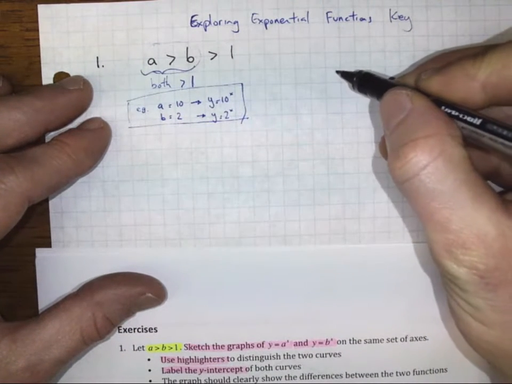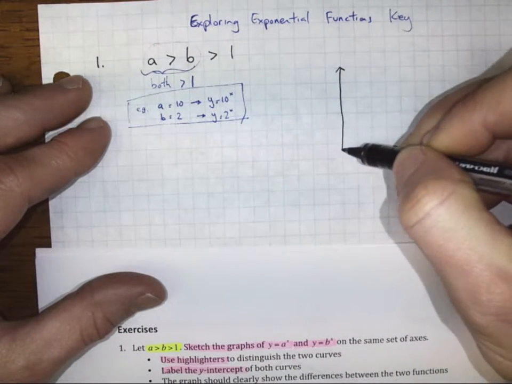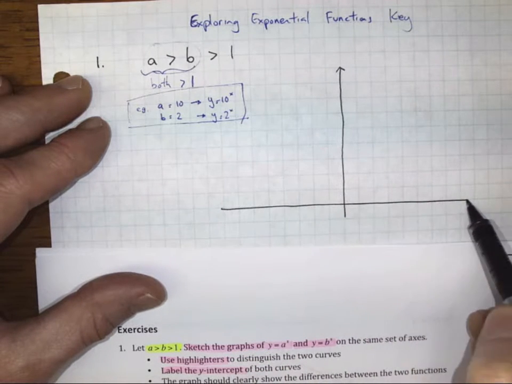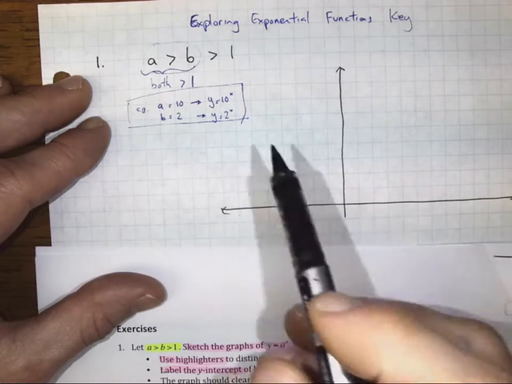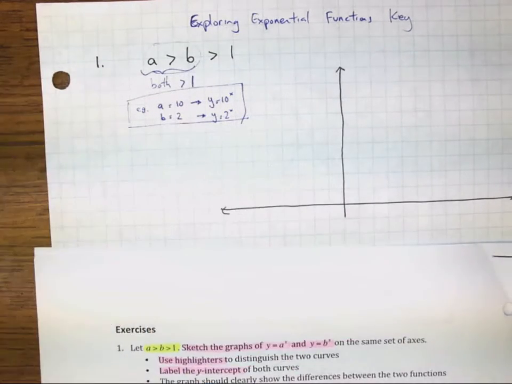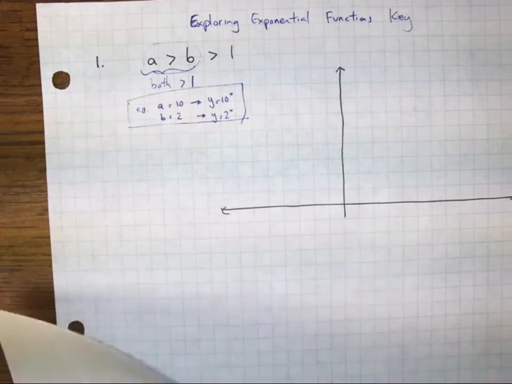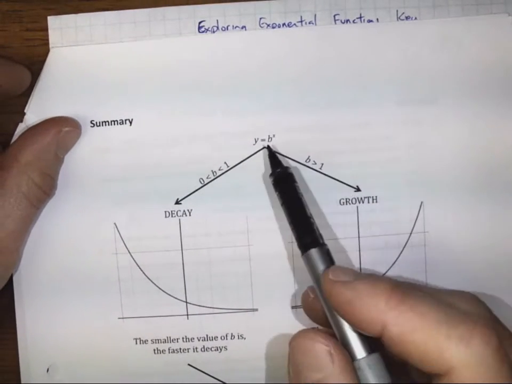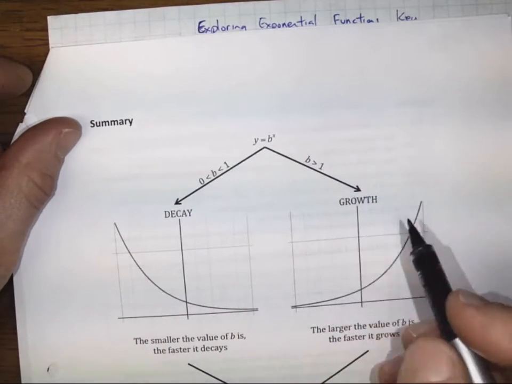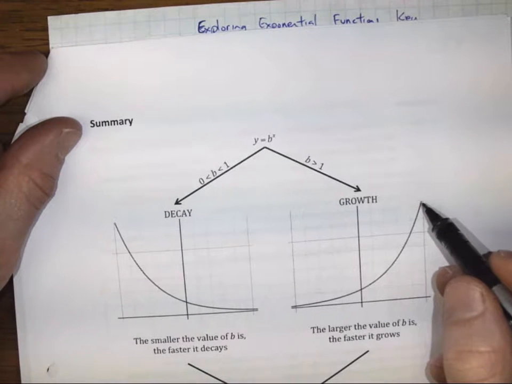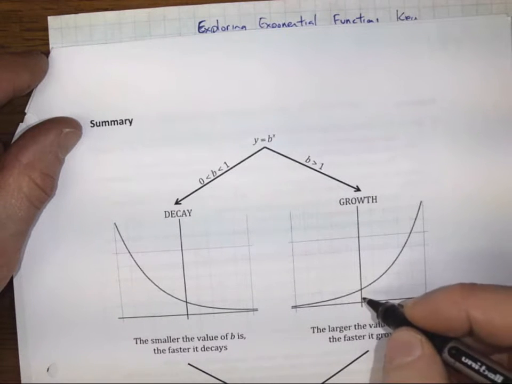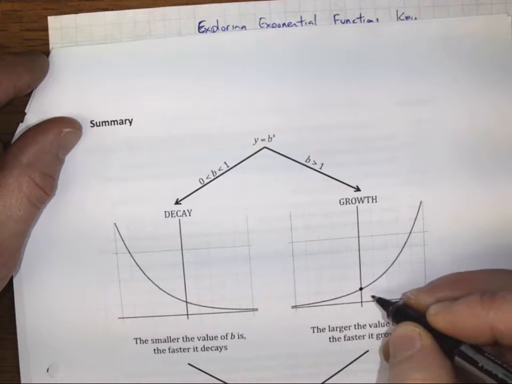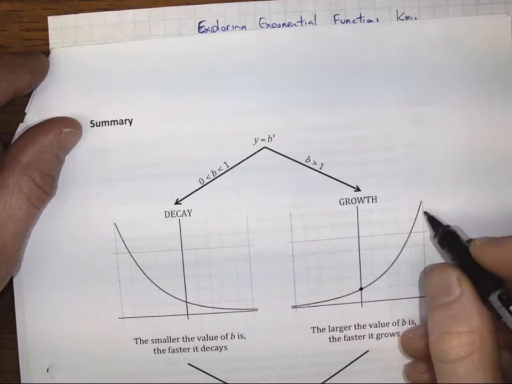So we know one thing right off the bat. We know that both of these are bigger than 1. And if we look at our summary of the key ideas, if our base is bigger than 1, we know we're going to have a growth curve. So both of these graphs are going to look like this normal growth curve, which has a point here at (0, 1), and it continues growing larger and larger.